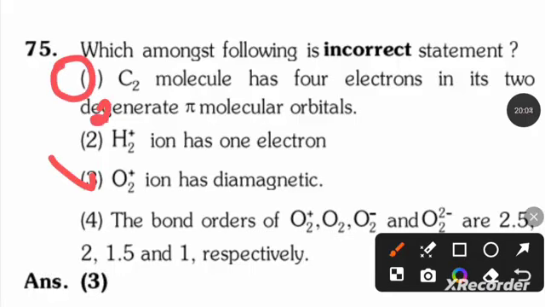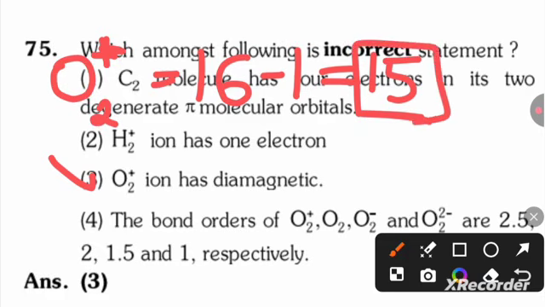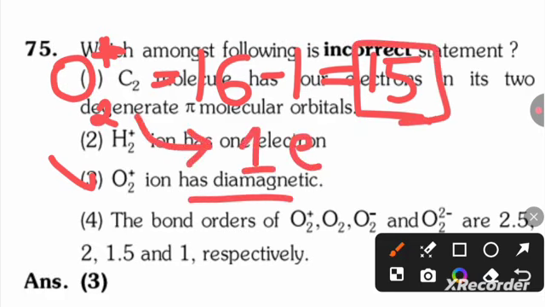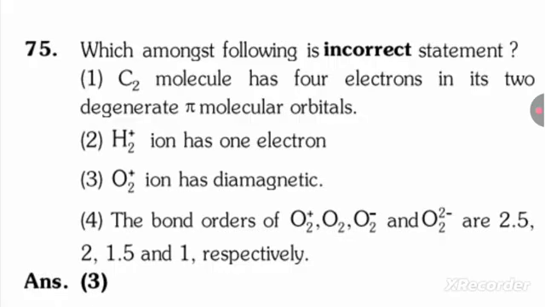O2 plus ion. An oxygen molecule has 16 electrons, 8 plus 8 is 16, since the atomic number of oxygen atom is 8. Plus means remove one electron, so it will be 15. When you write the electronic configuration of 15 electrons, you can find one unpaired electron in O2 plus. When one unpaired electron is present, that will be paramagnetic, not diamagnetic. So that's why option 3 is the incorrect statement, that O2 plus is diamagnetic.